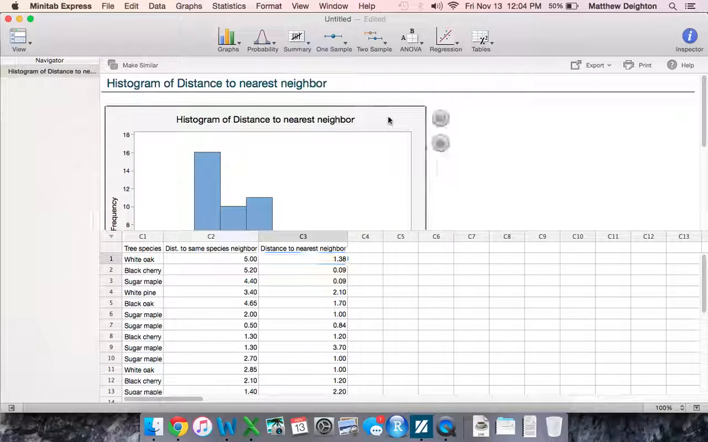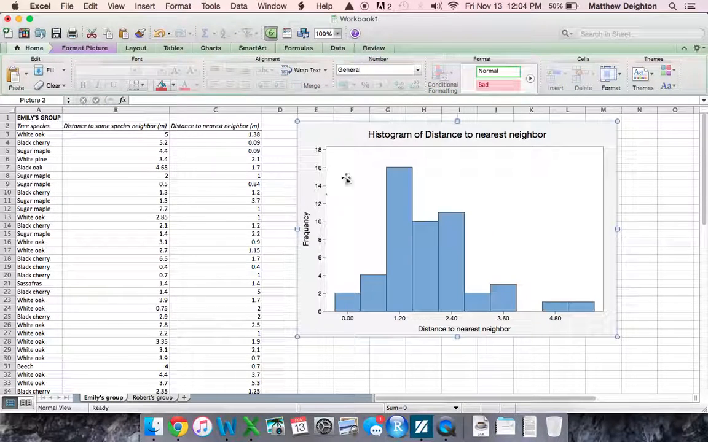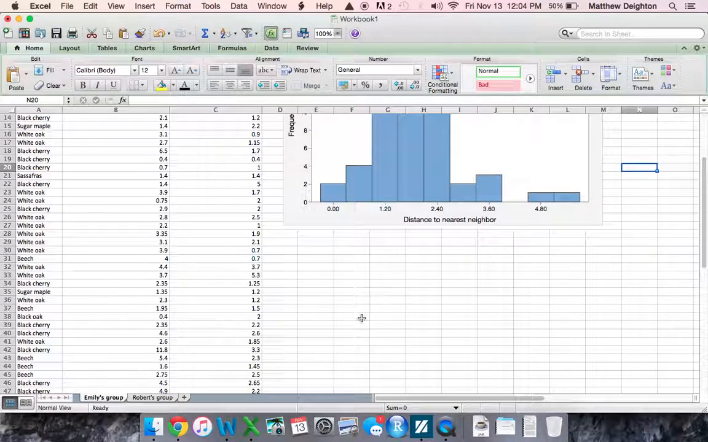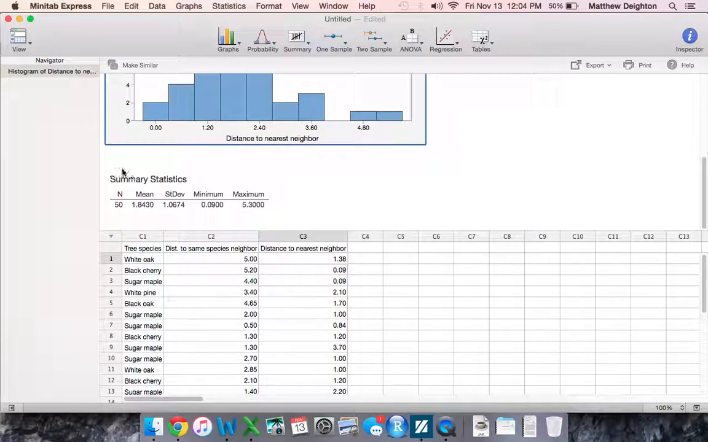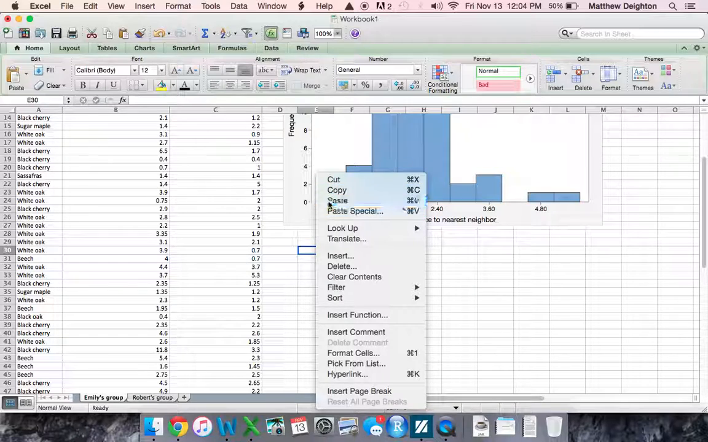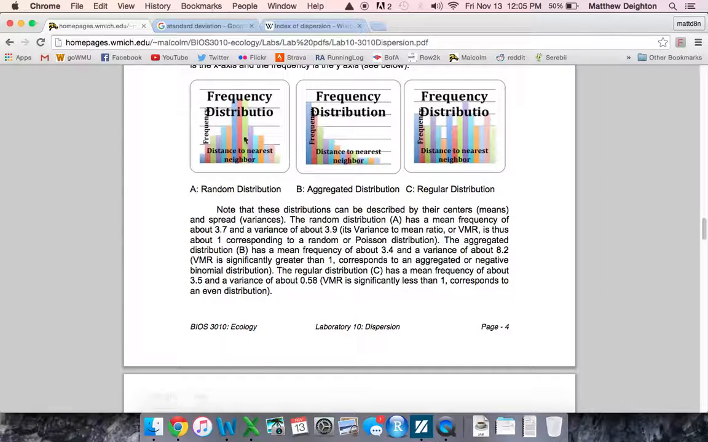So the first thing we'll do is get this nice neat looking graph back into Excel or Word or whatever we're going to be using. So we'll paste that in, and like I said, I'll provide this for you. Then we're going to look at these summary statistics that Minitab also provides. So we'll first copy and paste this into Excel. And then we're going to go back to the lab guide.